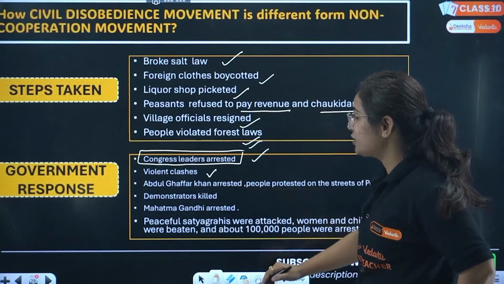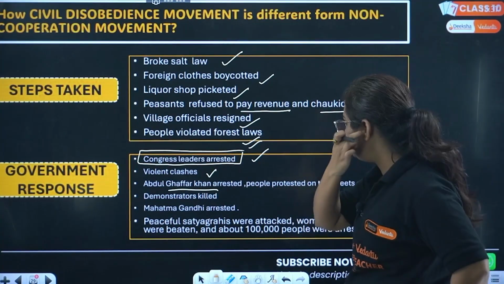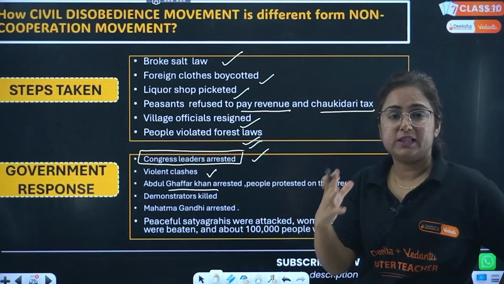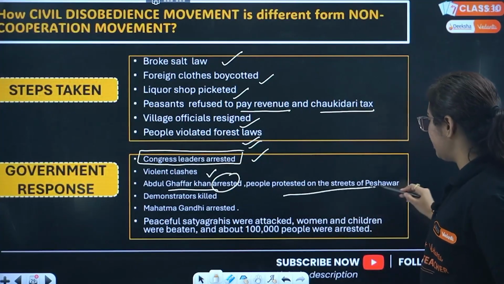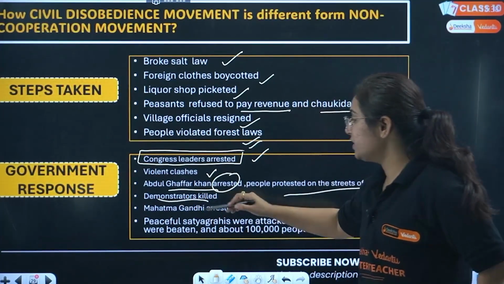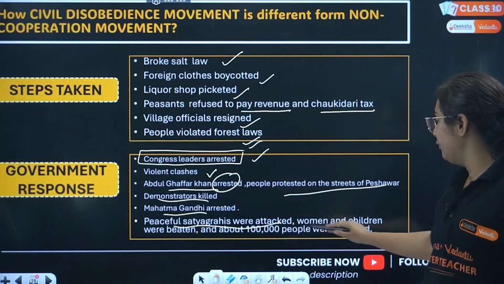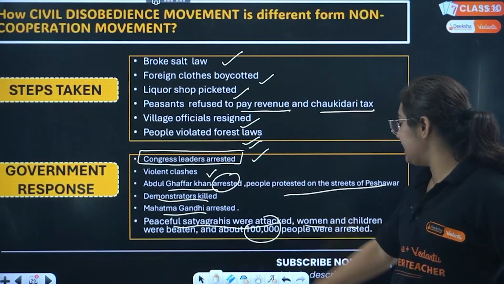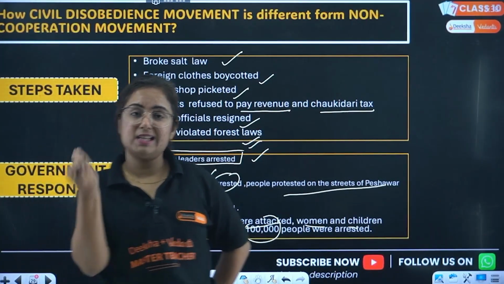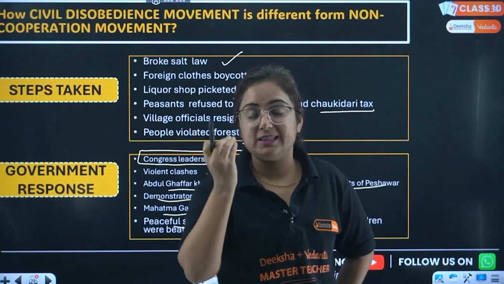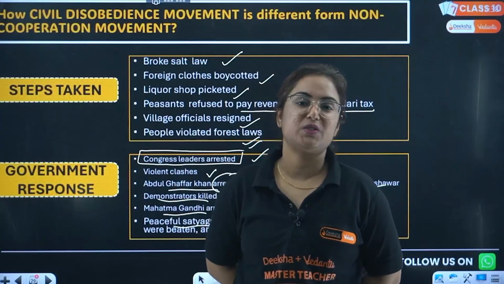There were violent clashes. Abdul Ghaffar Khan was in the region of Pakistan at that time, and he was a follower of Gandhiji. He is also popularly known as Frontier Gandhi. So he was also arrested. People protested on the streets of Peshawar. Demonstrators were killed. Mahatma Gandhi even is arrested. Peaceful satyagrahis were attacked. Women and children were beaten. About 1 lakh people were arrested. See, 1 lakh people who are just protesting against the British policies and the laws. And this was the response of Britishers during the civil disobedience movement.